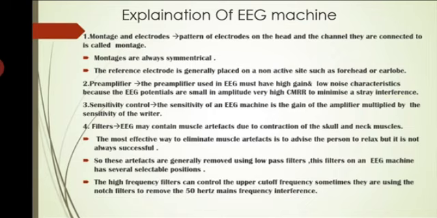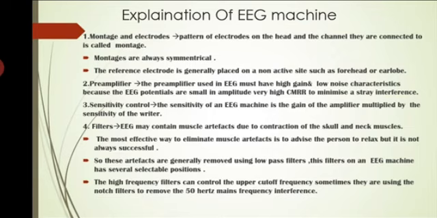Second, preamplifier. The preamplifier used in EEG must have high gain and low noise characteristics because the EEG potentials are small in amplitude. Very high CMRR is needed to minimize stray capacitance.